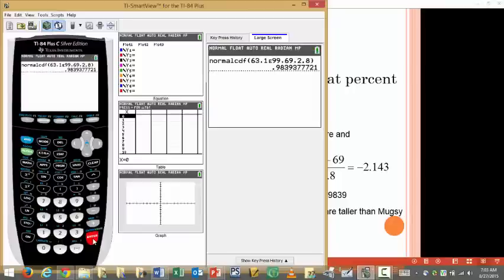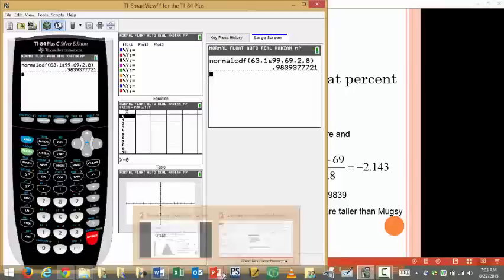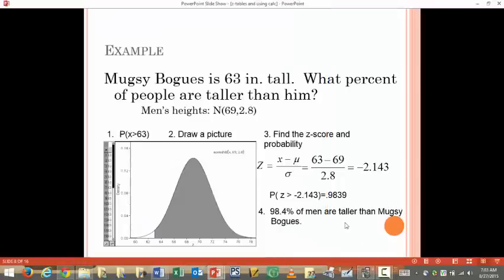That's what we probably should have done from the very beginning. 98.4%. We still got there the long way. Again, I really apologize for sending you in the wrong direction initially.